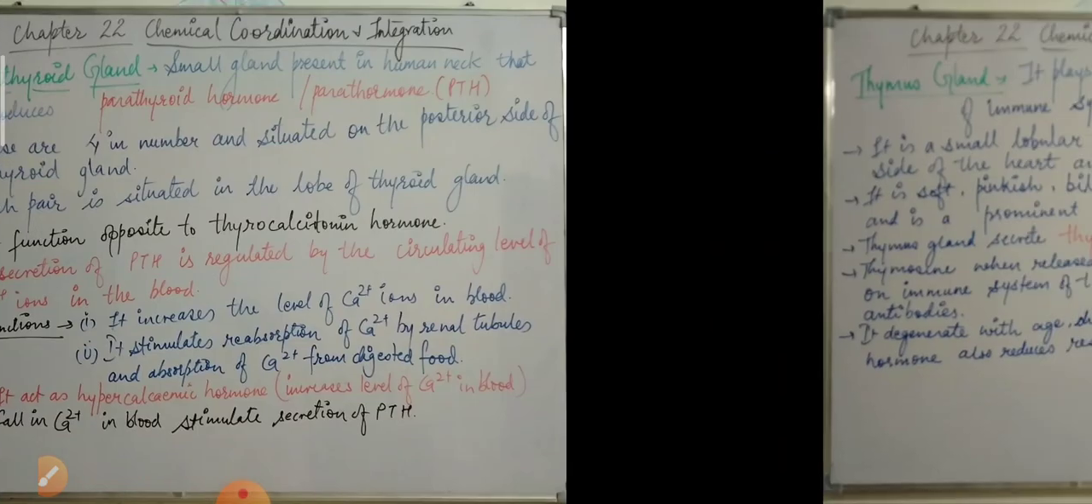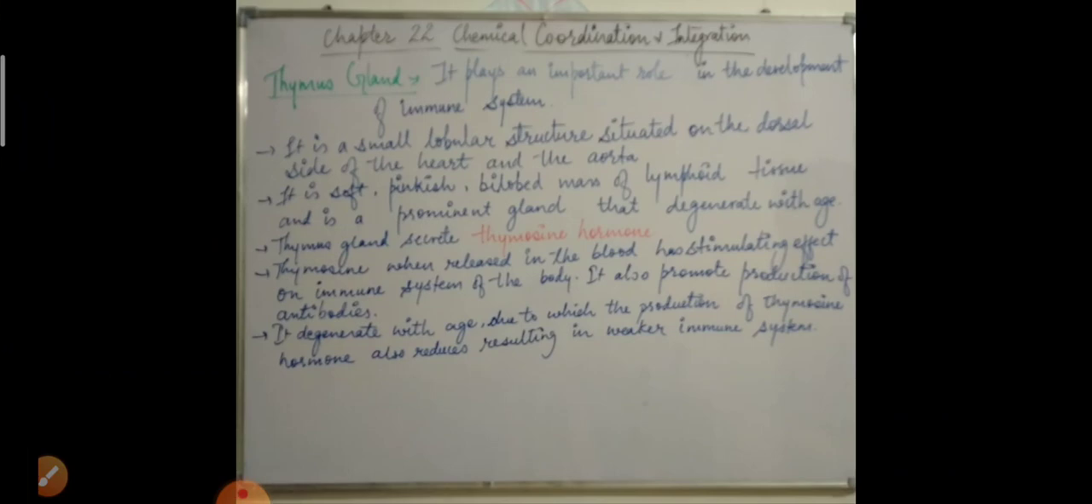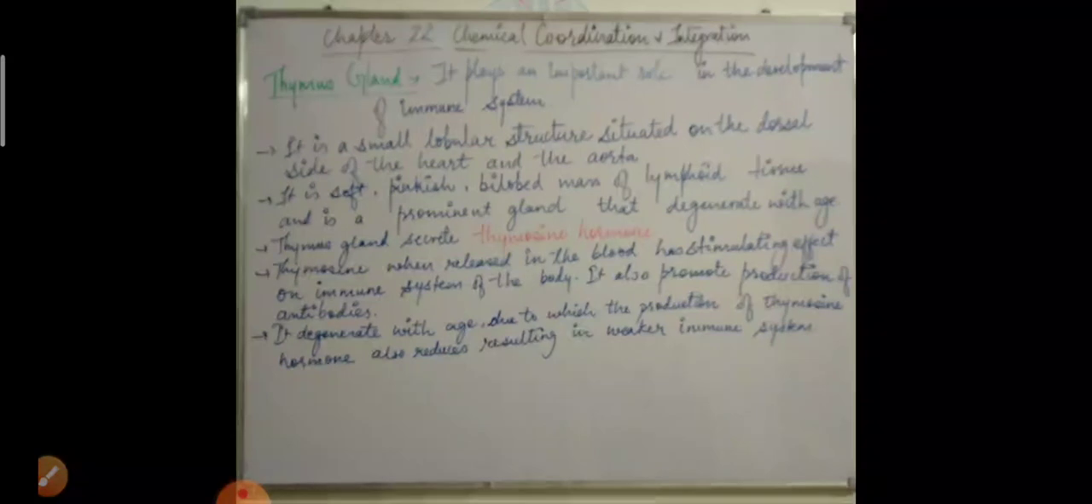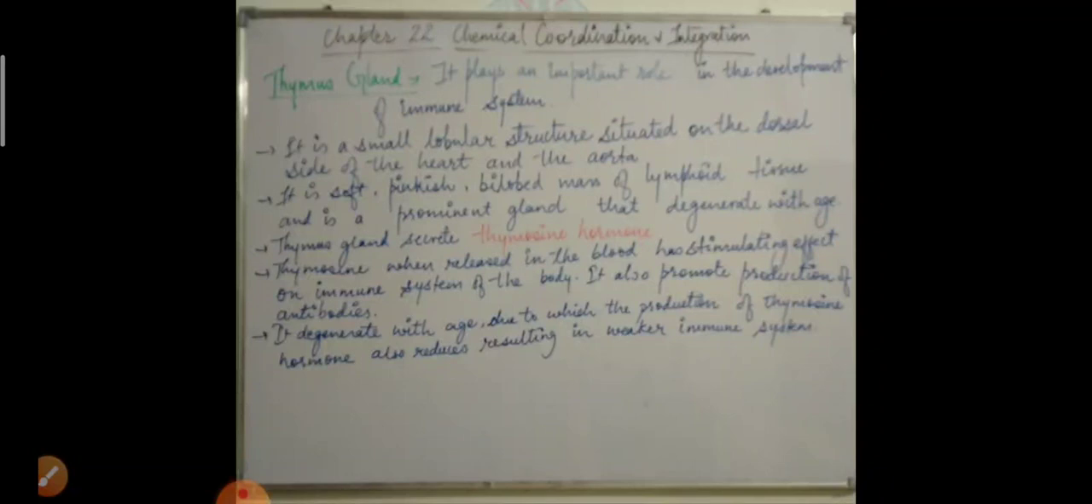Now we come to the next, that is the thymus gland. As you have usually studied, this thymus gland is situated near the heart, and it secretes the hormone known as thymosin hormone. This hormone is responsible for the immune system.